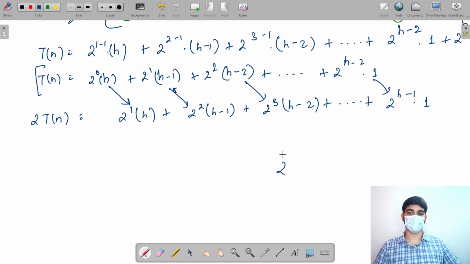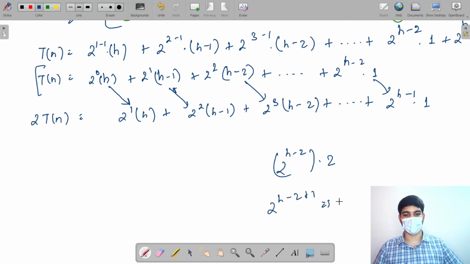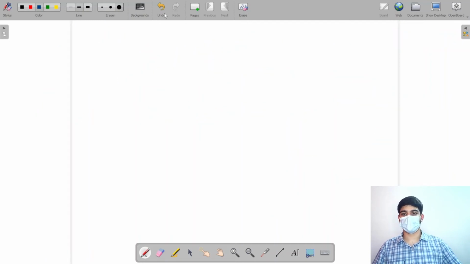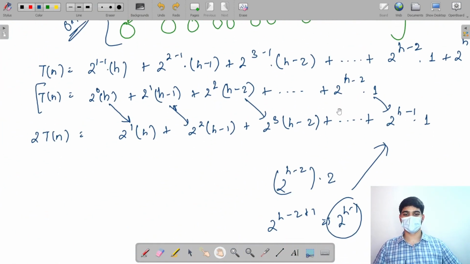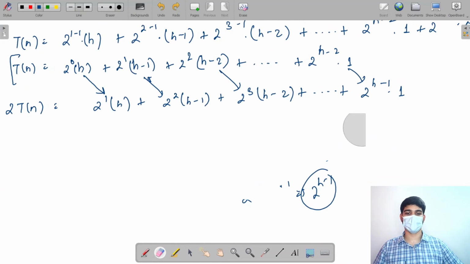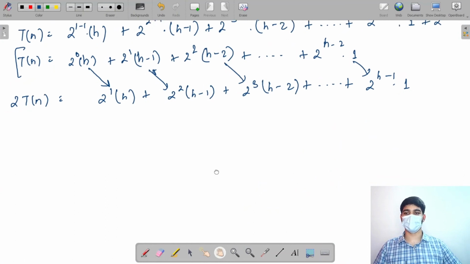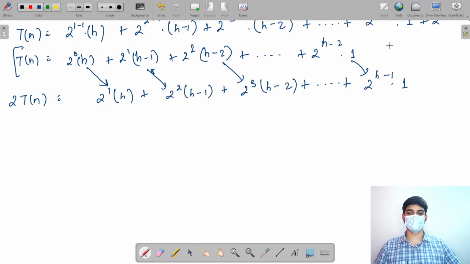If you see, we have 2 raised to the power h minus 2, and if you multiply this with 2, then the power would go up. That means h minus 2 plus 1 would happen, and then it would become h minus 1, which is what I have written over here. Okay, so if we go back, this is the time complexity that we had, so we have 2T of n now. If this is my equation 1 and this is my equation 2, I'm going to subtract equation 1 from equation 2, right?